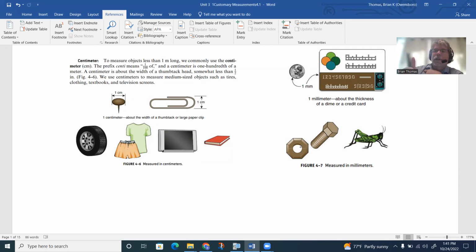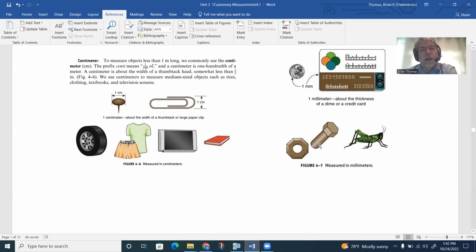A thumb is a good approximation for an inch. So notice that it would take 2 pinkies to equal 1 thumb. So as an estimation, 2 centimeters is close to 1 inch. So that's how wide or how long a centimeter is. It's used to measure things like tire sizes, clothing, and computer monitors.